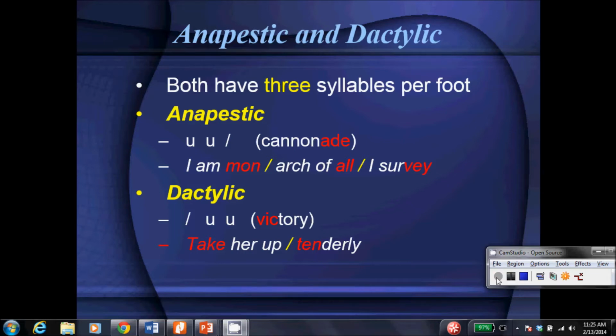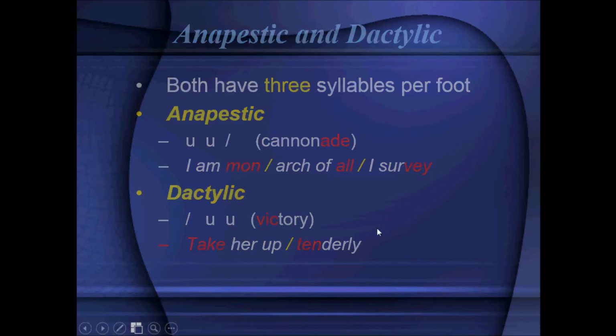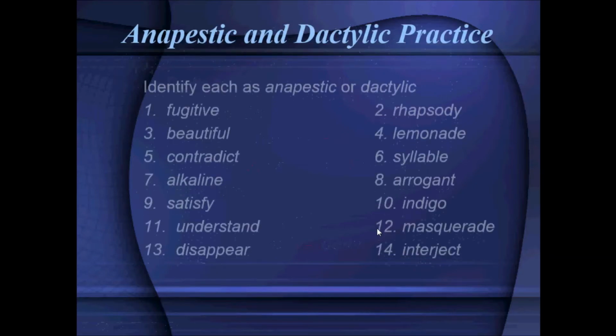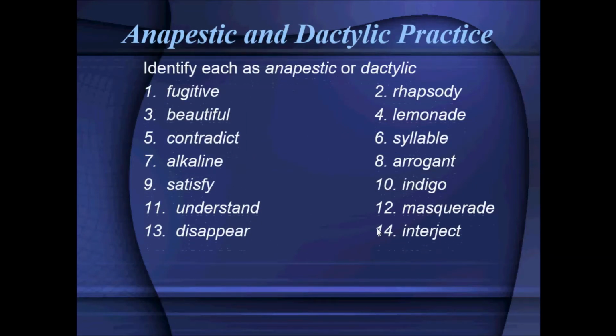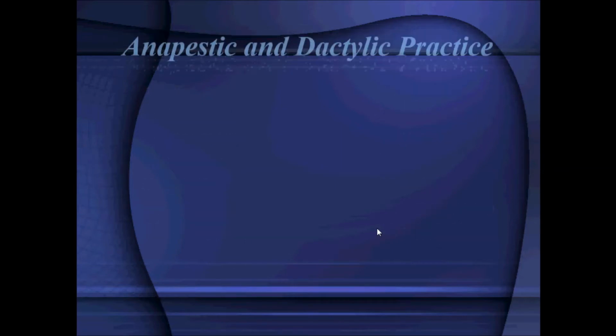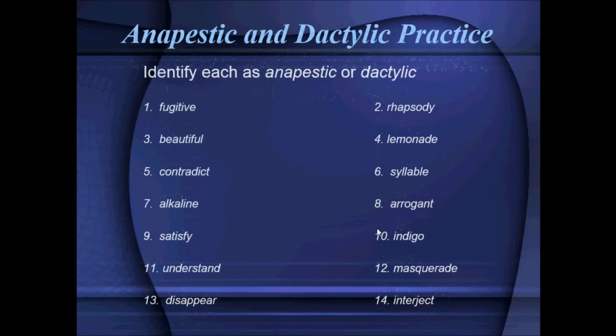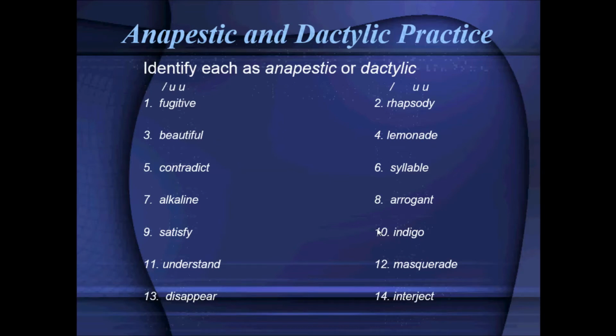Because this takes a bit of practice, the only thing we can do to understand it fully is probably to practice it. So let's look at some more words. They should be on your sheet as well. Fugitive, rhapsody are the 2 that we will look at together before you work. Fugitive and rhapsody are both dactylic.